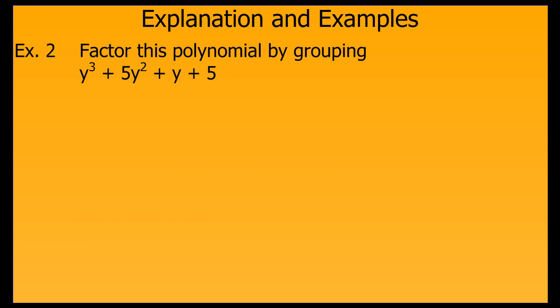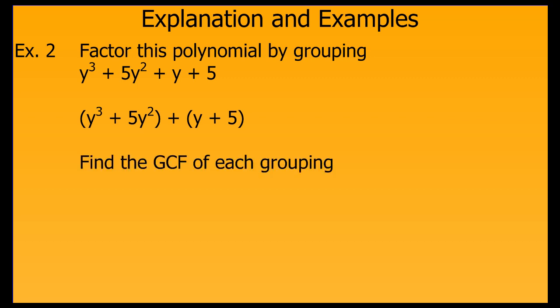Same idea in this example. I want to factor by grouping. So I group the terms together two at a time. I then try to find the GCF of each grouping. In this case, I can factor a y squared out of the first grouping, which leaves me with the quantity y plus 5.